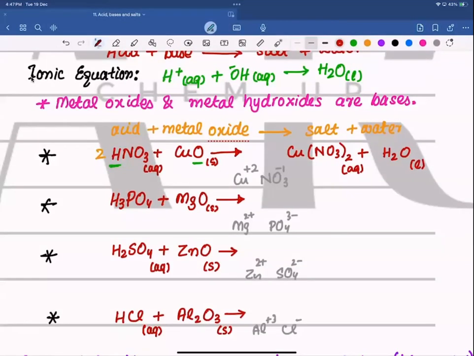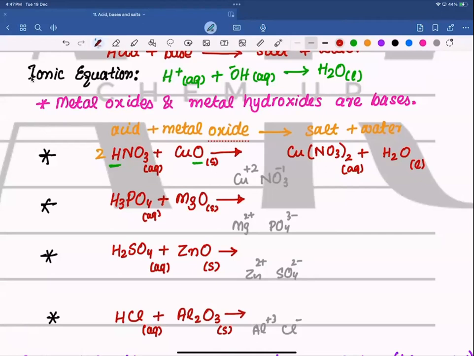So this is an aqueous alkali. Here the metal oxides are solids. These are all water insoluble. And it's H3PO4. It's aqueous. All acids are aqueous. In the last class, we discussed that they produce hydrogen ions when dissolved in water. So all acids are aqueous.